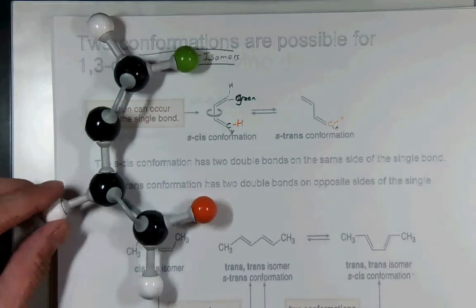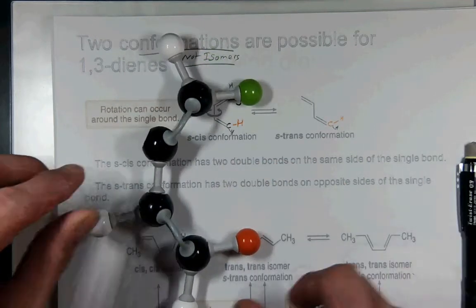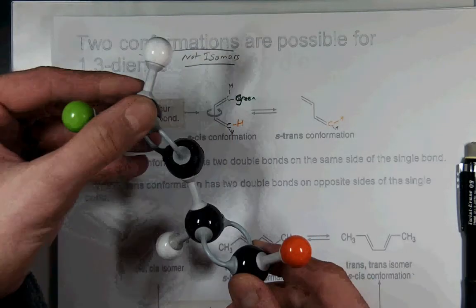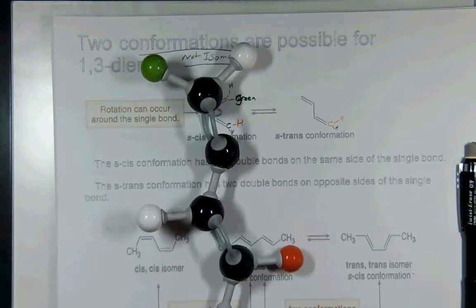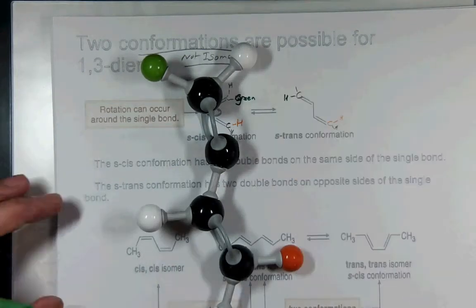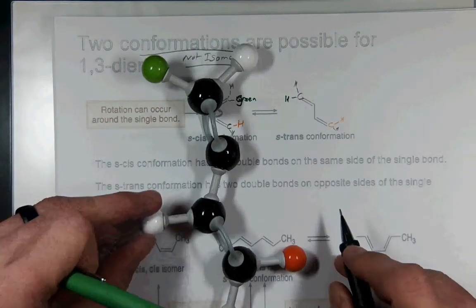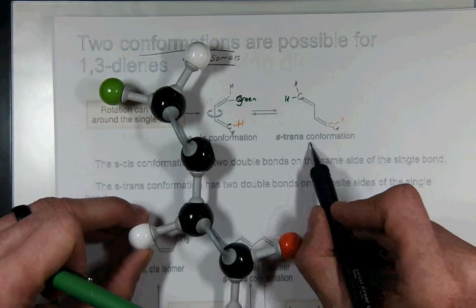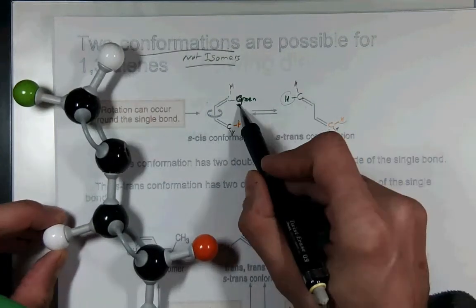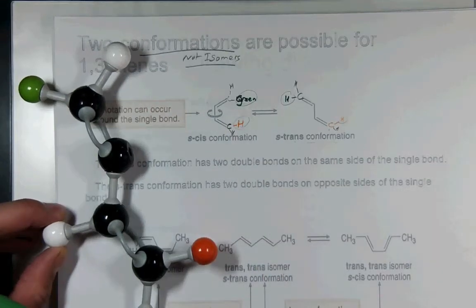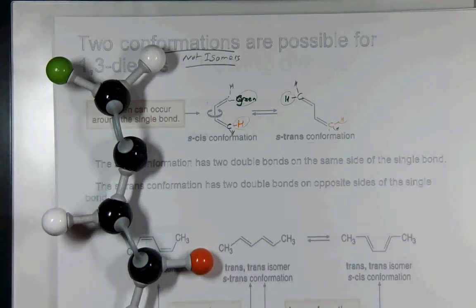But I can rotate about this carbon-carbon single bond. There you go. And now you notice the green and the green and the orange are away from each other. Okay, this is referred to as an S-trans conformation. So these two are as far apart as possible. Here, they're as close as possible. This becomes very important later when we talk about the Diels-Alder reaction.